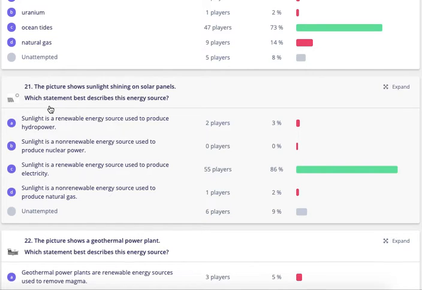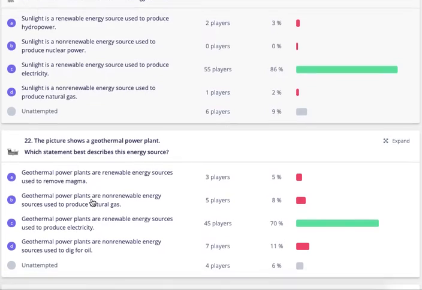Picture shows sunlight shining on solar panels. Which statement best describes this energy source? You don't even need the picture for this. Sunlight does not produce hydropower. Sunlight is renewable and used to produce electricity. And sunlight is non-renewable? Absolutely not. C was your only answer that makes sense.